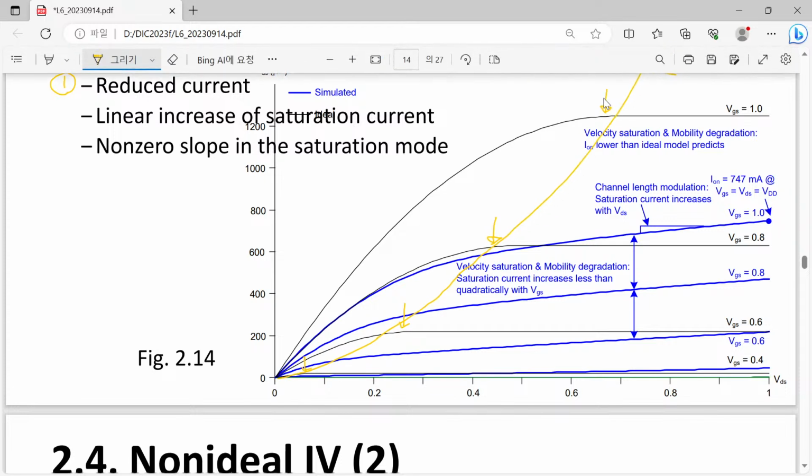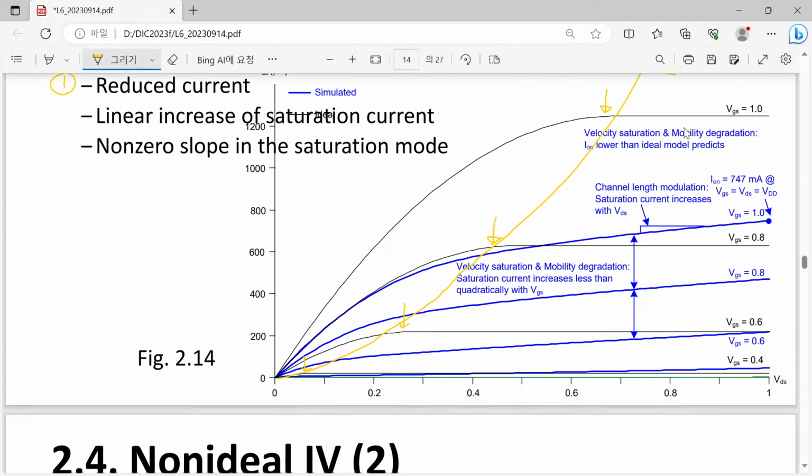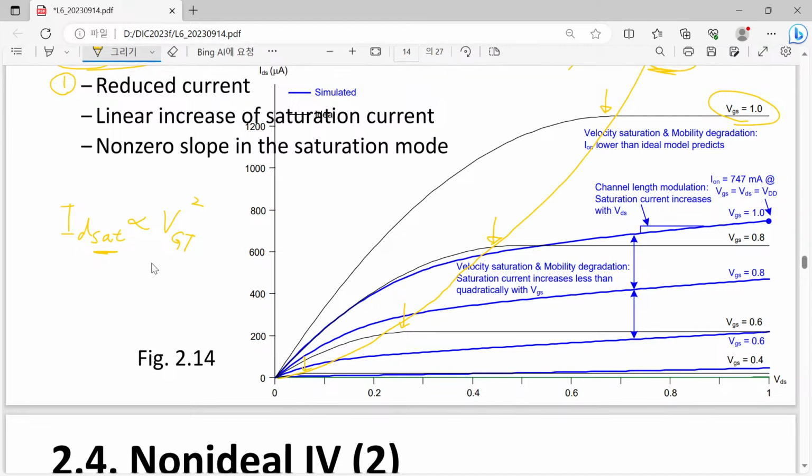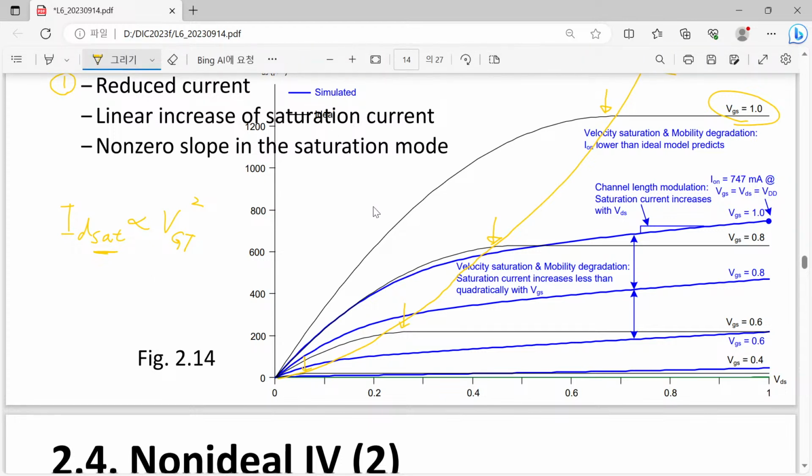So when you apply your gate voltage higher and higher, what you expect is, okay, my saturation current increases quadratically. Simply speaking, my saturation current is quadratically dependent on the gate overdrive voltage. That is our expectation following the long channel IV characteristics.